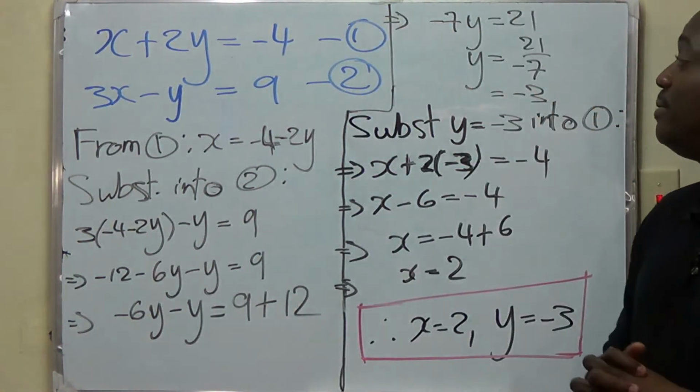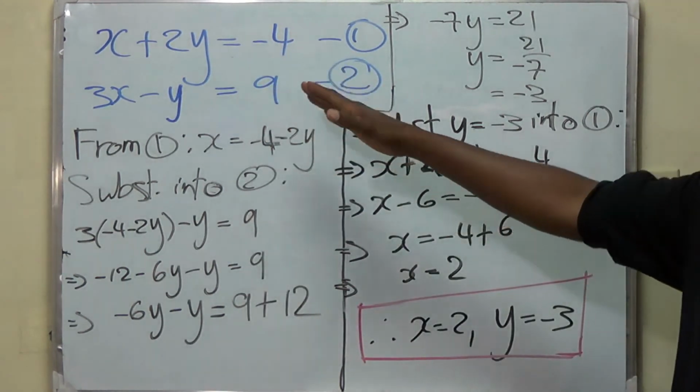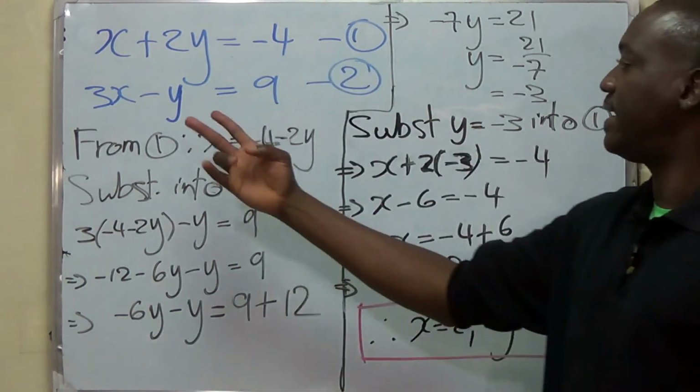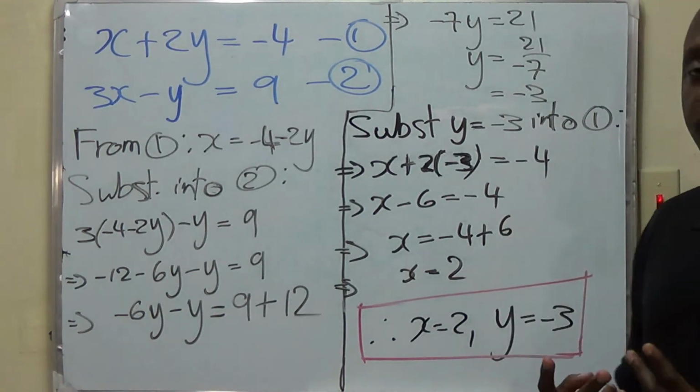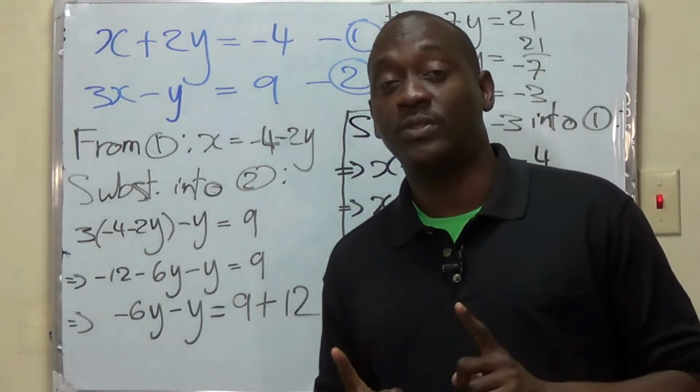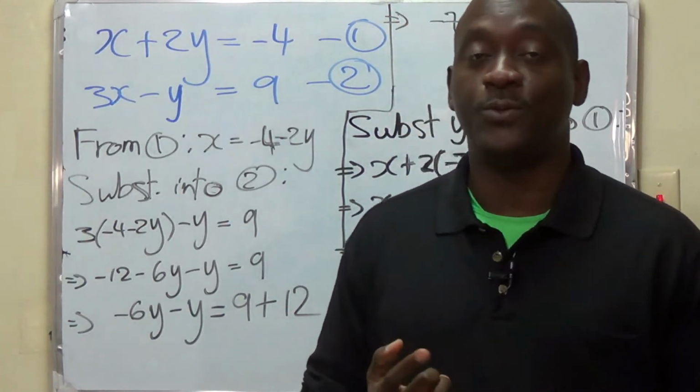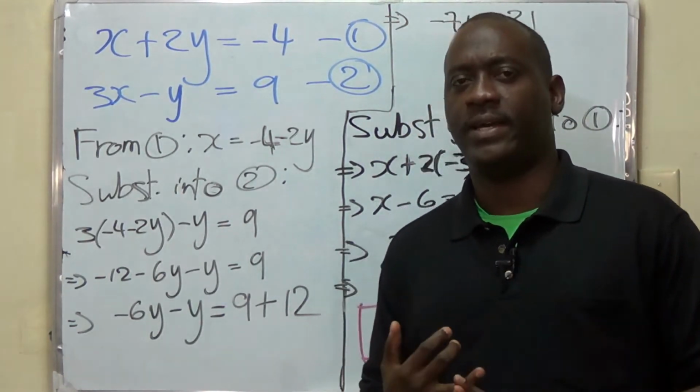So we have an equation on the board here. x plus 2y is equal to minus 4. 3x minus y is equal to 9. Good? So you have 2 variables that you're looking to find, 2 unknowns, as we call them in maths. The unknowns would be x and y.